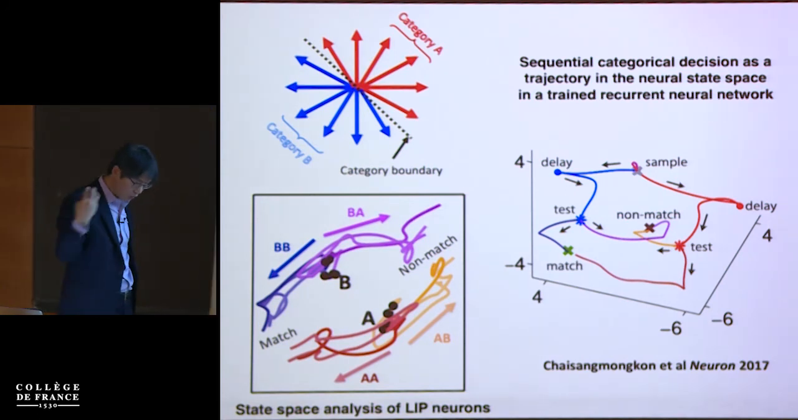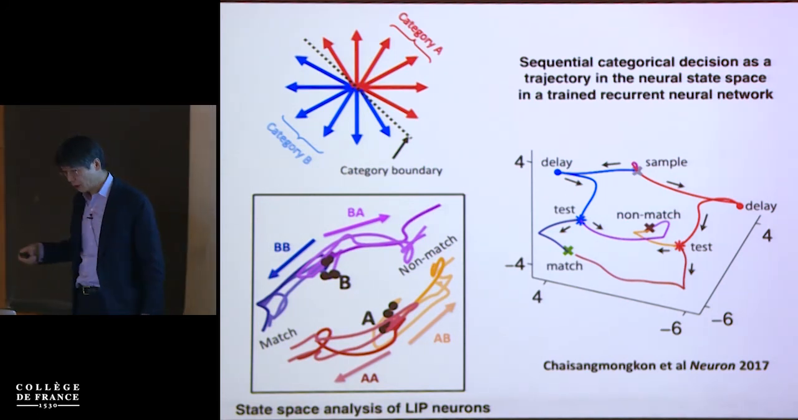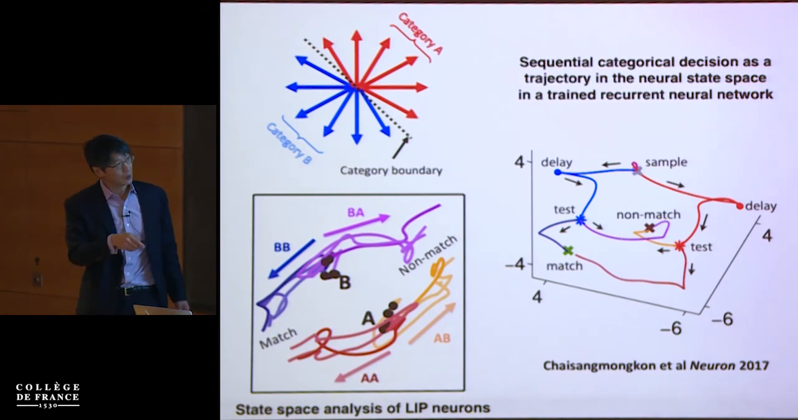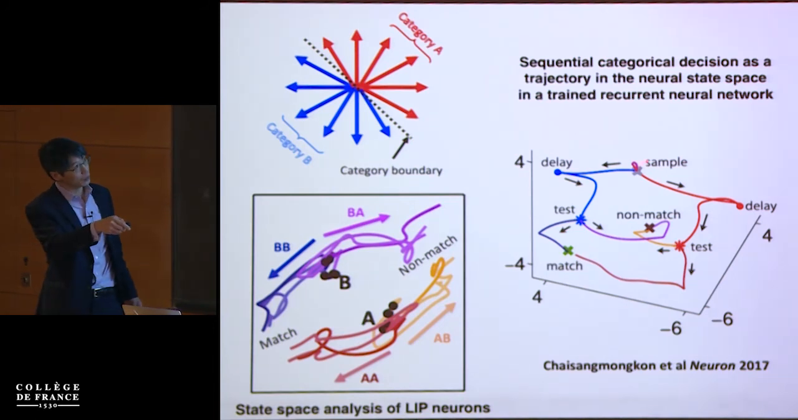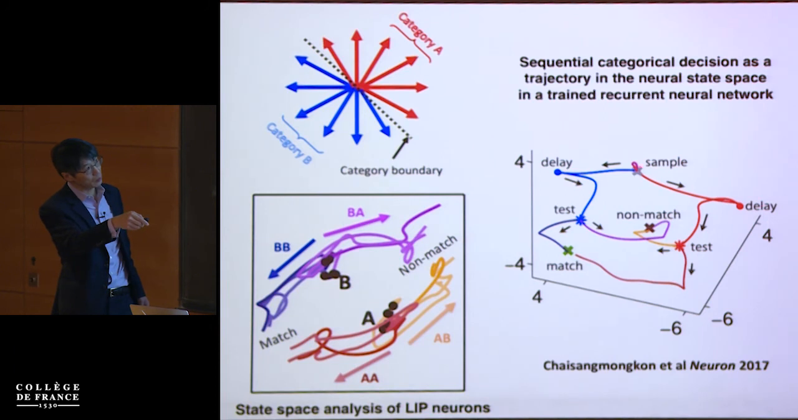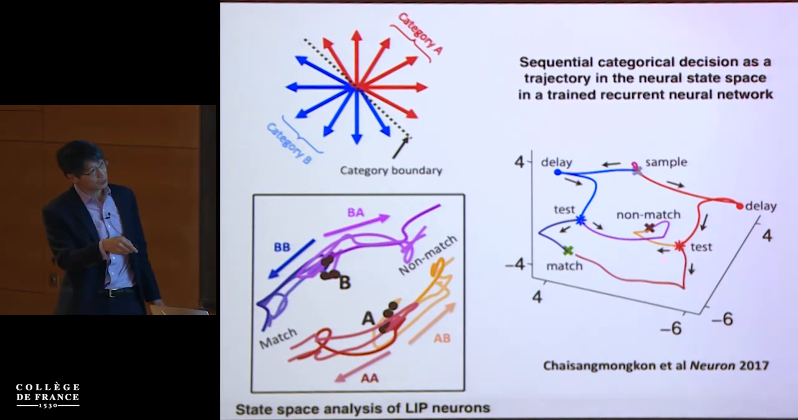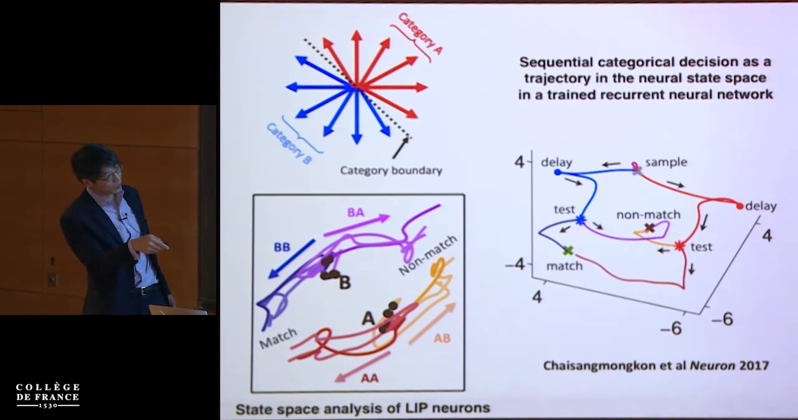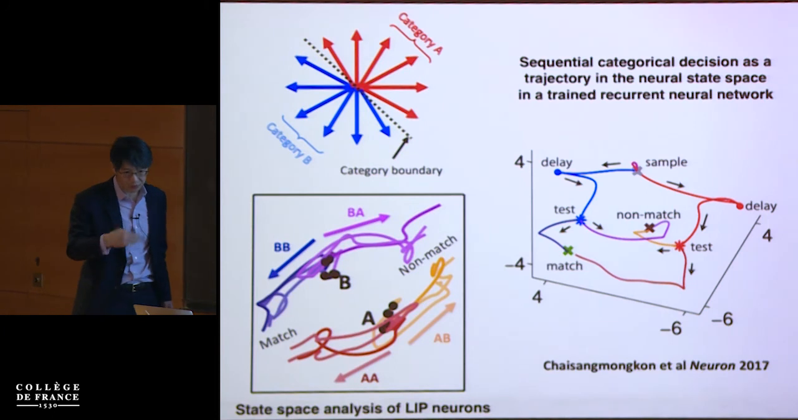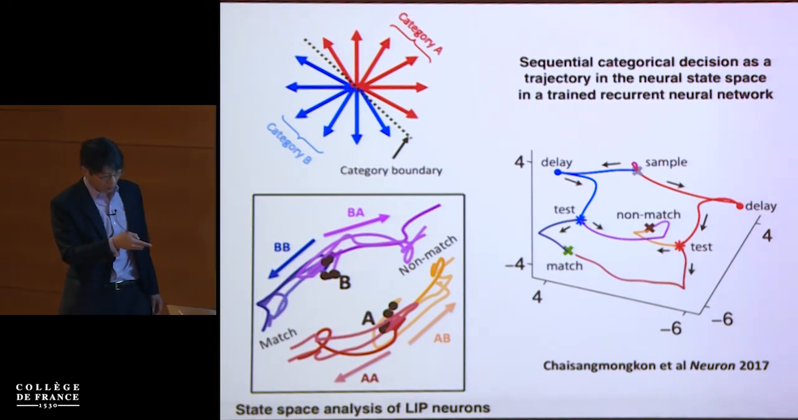Interestingly, the match versus no match state is shared, depending on whether you go this way or the other way. So if you go the other way, your trajectory goes this way, and then during the test stimulus, again, there's a bifurcation of the trajectory. But if it's a match, you go towards the same match state. And if it's no match, you go to another state that corresponds to no match. And that's essentially what we found in the population neuron dynamics.